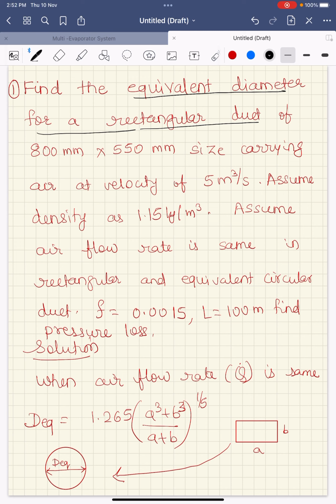The dimensions of the rectangular duct are given. It means that it is 800 mm by 550 mm. So the aspect ratio is a by b, where a is 800 mm and b is 550 mm, since the cross section is rectangular. Air would be flowing at a rate of 5 meter cube per second.